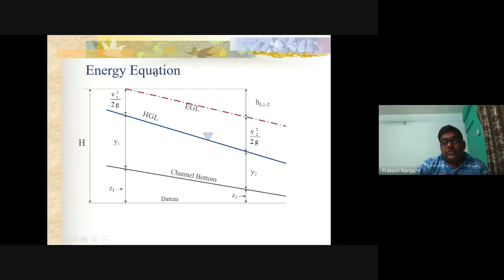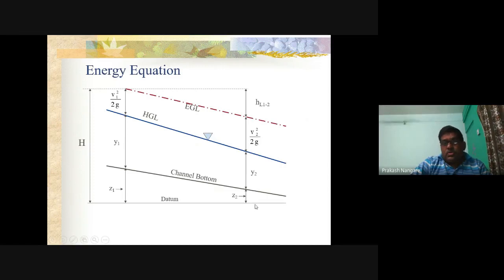If you look at the hydraulic gradient line and the total energy line diagram, you have considered two sections. At section 1, the corresponding potential head is equal to y1, the datum head is equal to z1, and the kinetic head is v1 square by 2g. In other words, these are the potential energy, kinetic energy, and datum energy. The summation of all this energy gives the point at section 1 on the energy gradient line. For the hydraulic gradient line, we are considering only the piezometric head.